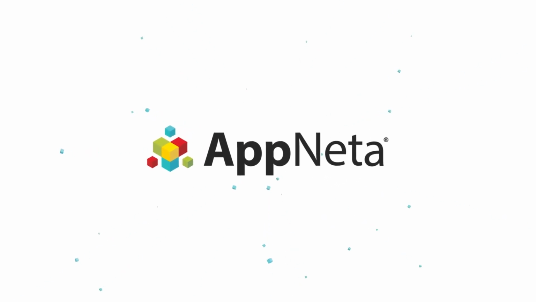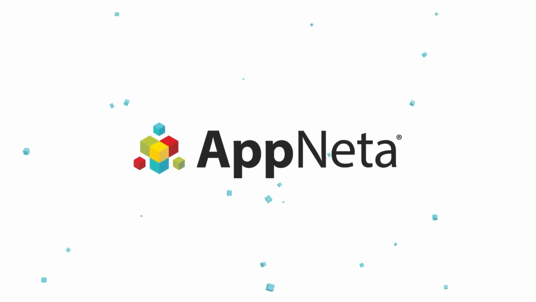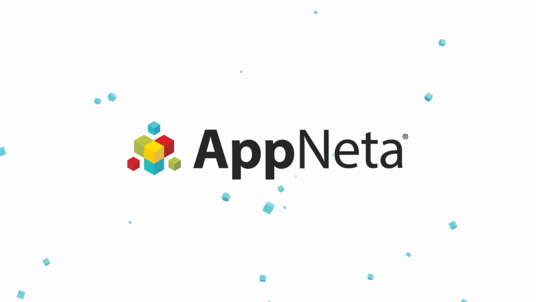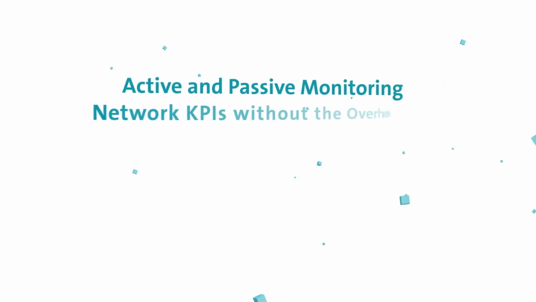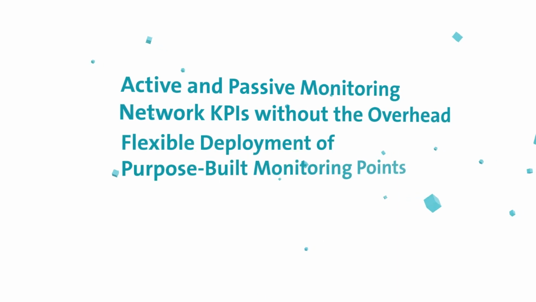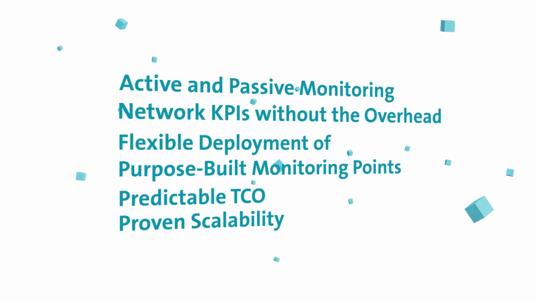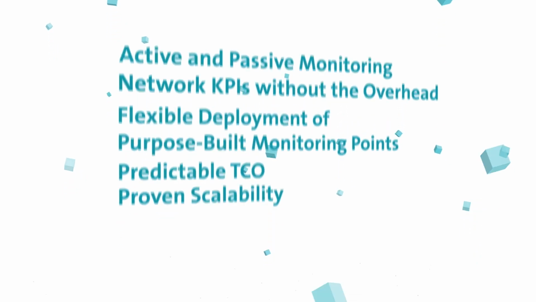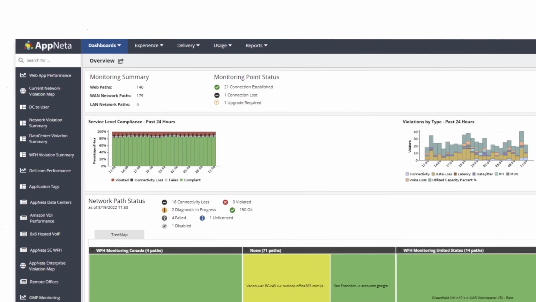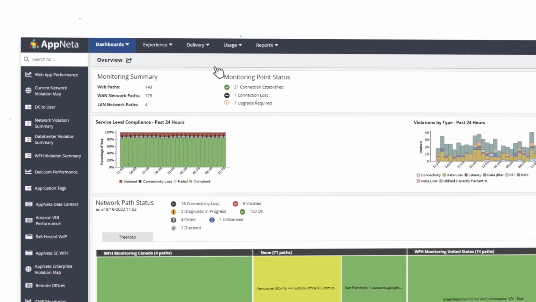AppNeta is a SaaS platform that enables large enterprises to gain visibility into their business-critical applications using active and passive monitoring, network KPIs, without the overhead of other monitoring solutions, all while offering predictable TCO and proven scalability. With AppNeta, you can monitor network performance in real time to solve problems quickly.